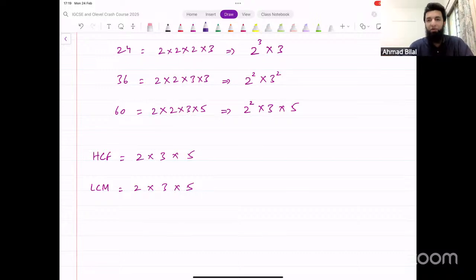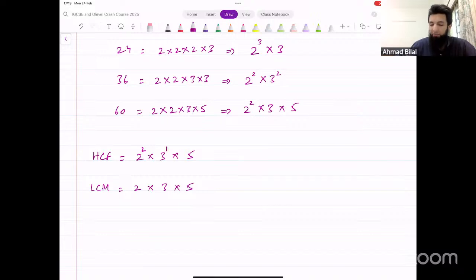What powers do we use here now? For HCF, we use the smaller powers. Okay, so what's the smallest power of 2? 3, 2, 2. The smallest power is 2. So we use 2 here. For 3, the smallest power is 1, right? This is 3 power 1, this is 3 power 1, this is 3 power 2. So this is going to be 3 power 1.